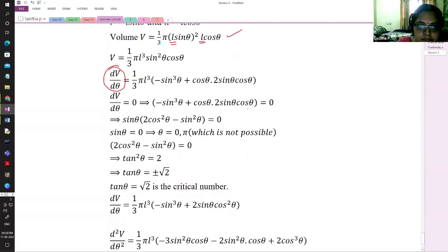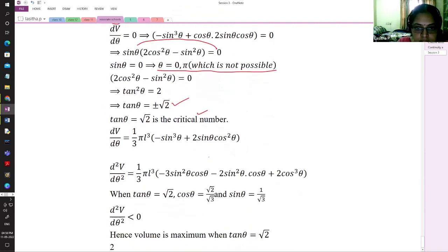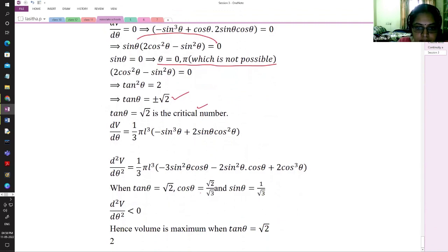And then here, sine theta is equal to 0 will give you an answer which is not possible. And so the second equation will give you tan theta is equal to plus or minus √2. And so this is the critical number here. And then the second derivative, find out at that particular point. And then we can bring that the maximum volume is equal to 2√2. I think we have 2√2, it is.